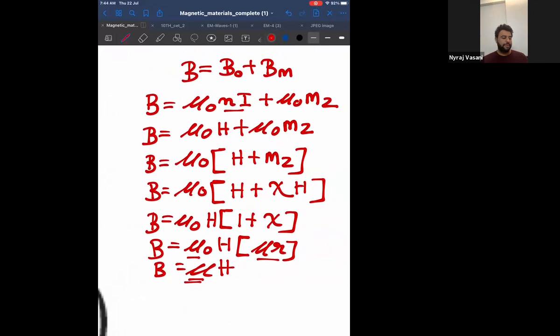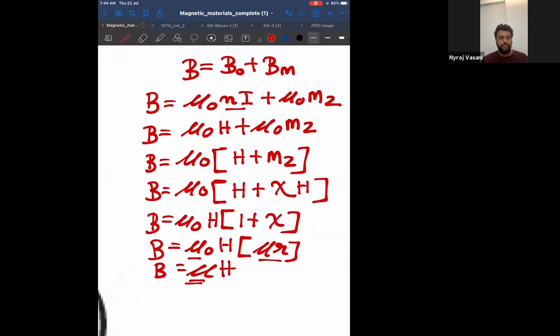Okay, so I'll leave it on the screen. Start doing it. If you're getting stuck, then you look at the screen. Otherwise, finish it till the end. And this will be your next formula. B is equal to mu H is your next formula. That is the total magnetic field. Okay, start.